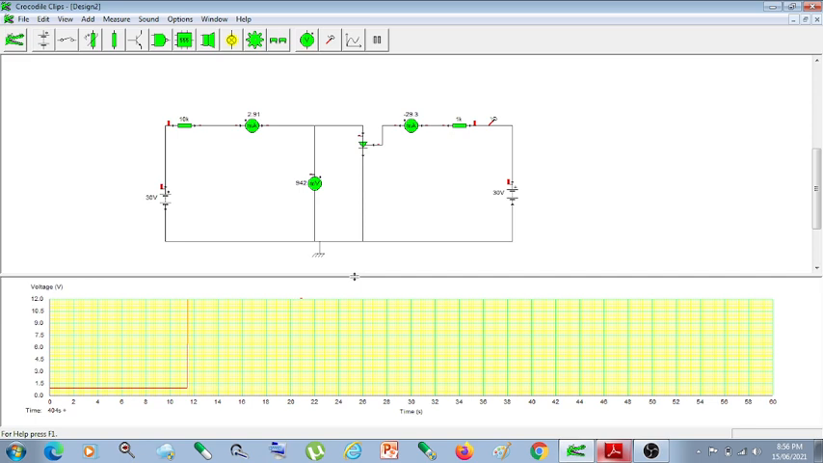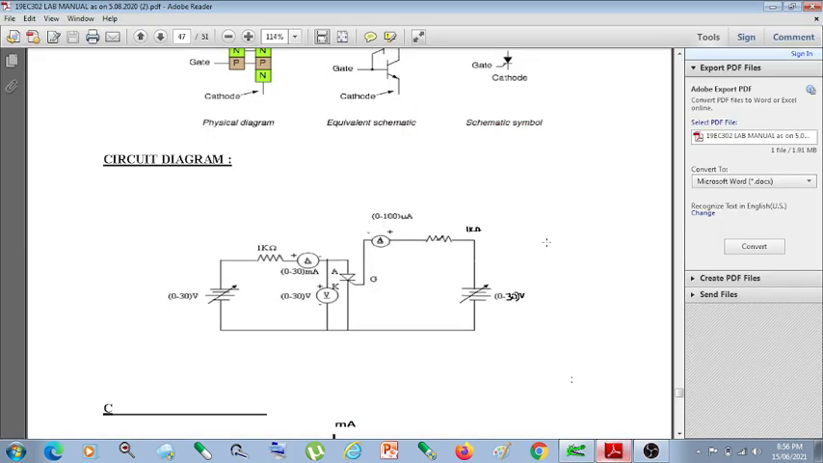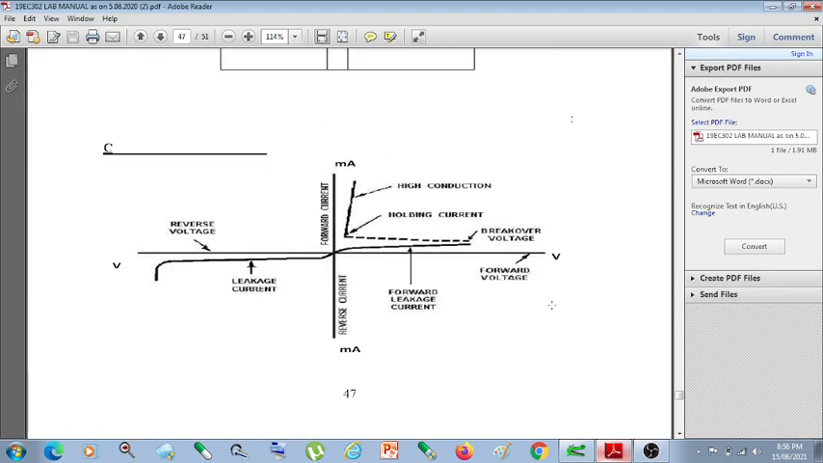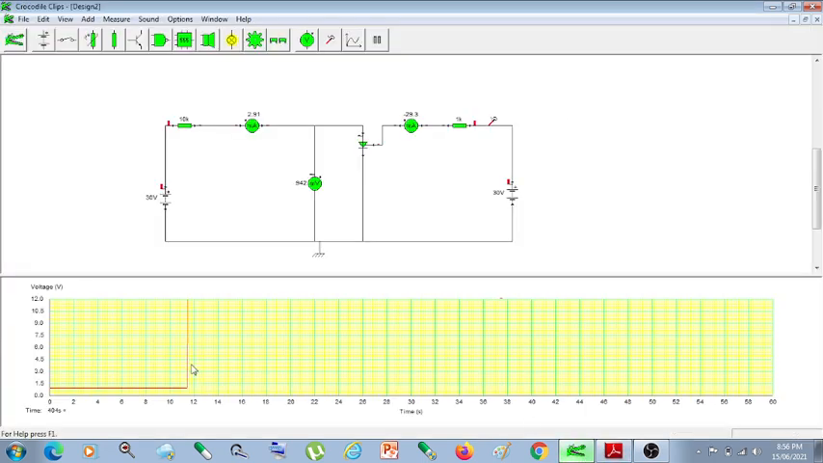So this is how the SCR works. It acts as a switch. Okay. So you take the reading by varying the input voltage and draw the graph. Okay, the same procedure, you follow the procedure. If you have doubt, ask me. The procedure is right here, and this diagram will come. Actually, the holding current, the high conduction will be happening. So the high conduction is happening right now.